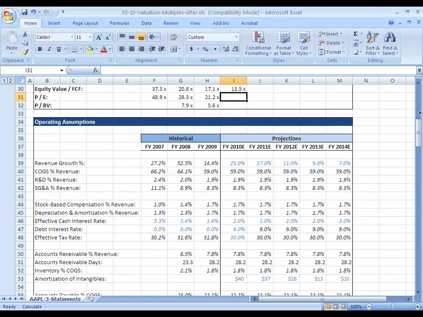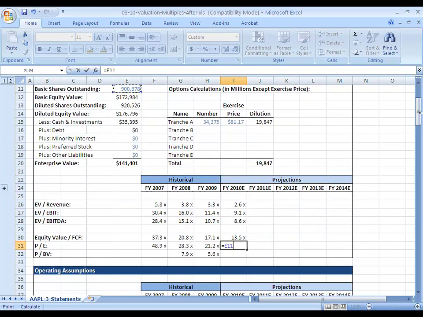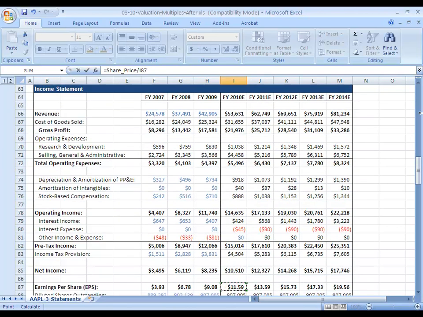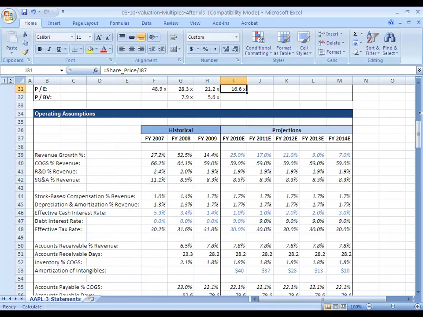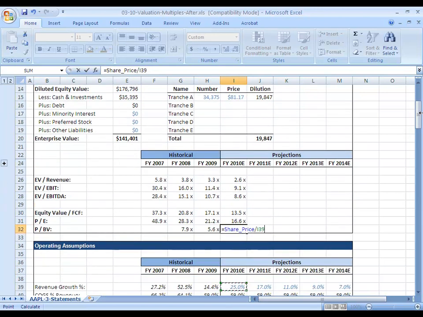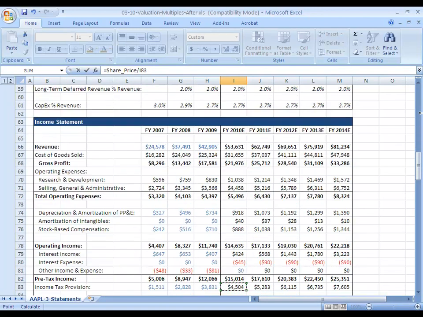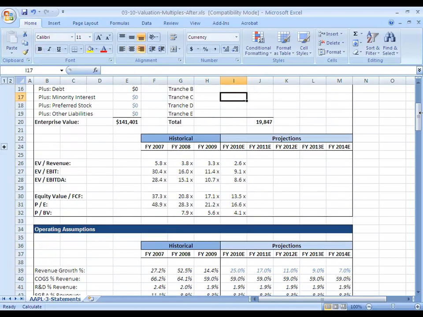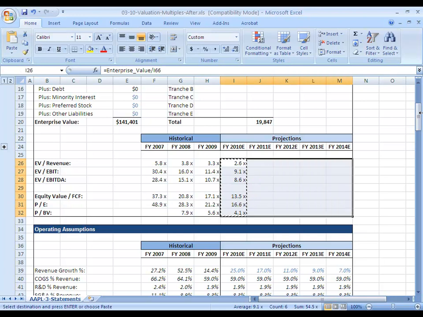For PE, we're going to take Apple's current share price and then divide by earnings per share. And then for price to book value per share, we're going to take Apple's current share price and divide by the book value per share listed at the bottom of their income statement. So we have all these in place, and now I can just copy this across, highlight it with Shift Control C to copy it, and then Alt ESF to paste it across.